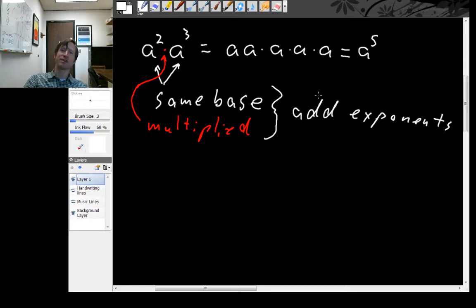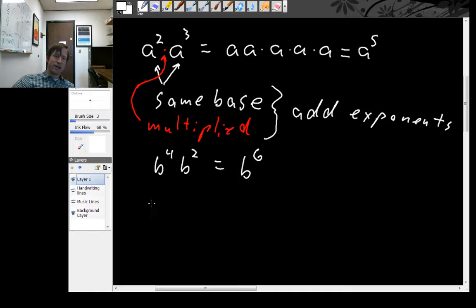Okay, let's look at another example of that. Say something like b to the 4th times b squared. So here we're multiplying, it's b to the 4th times b squared, and the bases are the same, both b, so we can add the exponents. B to the 4 plus 2, that's 6.